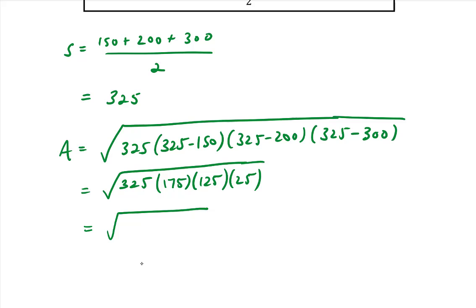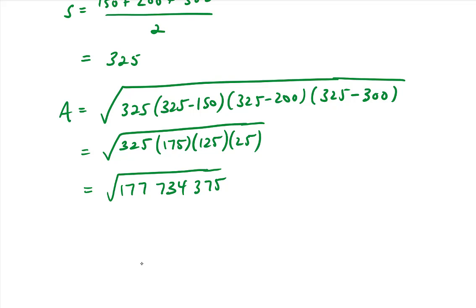Next, we can multiply those four numbers together, and we should get 177,734,375. So on your calculator, we just need to evaluate the square root of that number, and you should get approximately 13,332 meters squared. So now we've found the area of the garden.